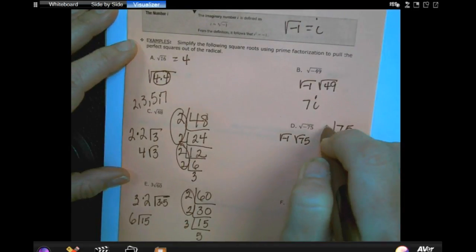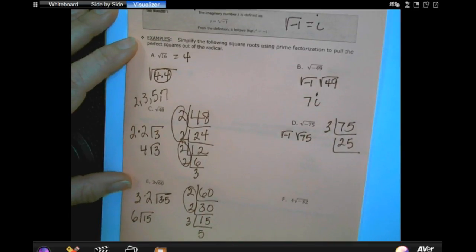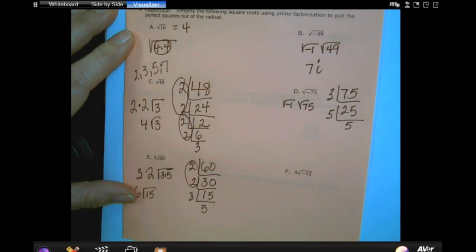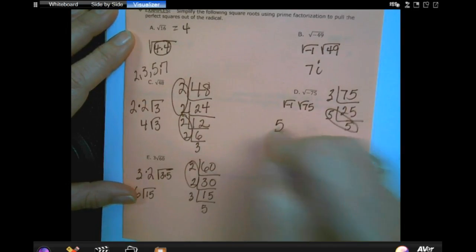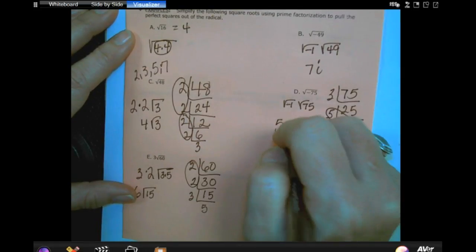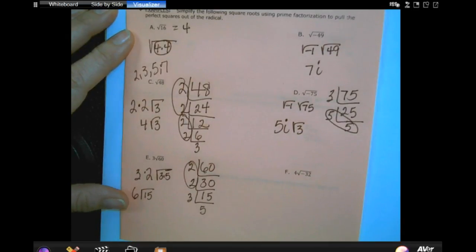So if I divide by 3, I get 25. Can I divide by 3 again? I can do 5. So who has a partner? The 5 has a partner, so the 5 can go outside the square root sign. I have negative square root of 1, and what's that? i. And the 3 stays underneath the square root sign.